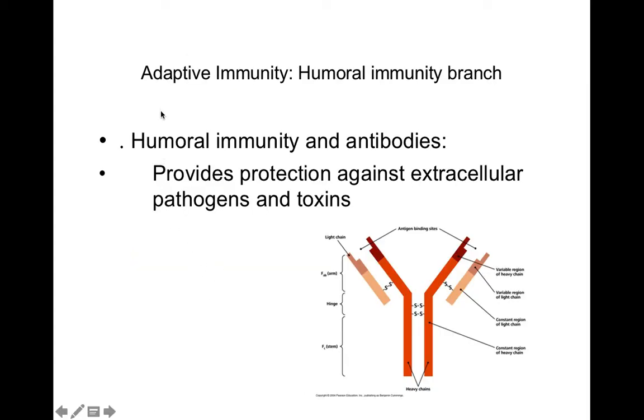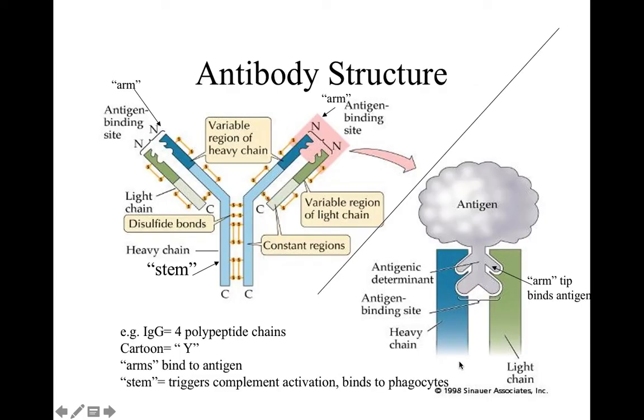So folks, we're going to spend most of the slides talking about humoral immunity, the protection provided by antibodies or immunoglobulins, and this is to provide protection primarily against extracellular pathogens and toxins. Okay, and this is a generic cartoon of an antibody, and this is the model we'll use to describe antibody or immunoglobulin structure.